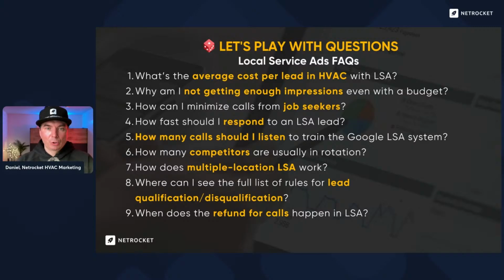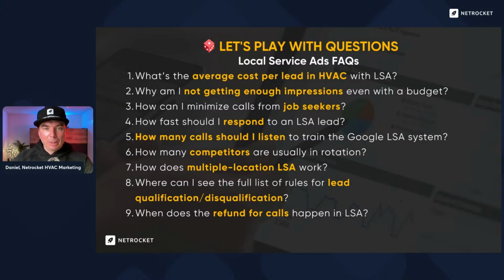Number 6, how many competitors are usually in rotation? There may be a lot of them, maybe 20, 30, 40. It depends on the area. In the very top, you will see 2 on desktop usually, and 3, maybe 4 on mobile, and they can mix it sometimes. The main target is to be in that top, because this is where the traffic is. Of course they rotate, so we don't have one company all the time in the top 2 or top 3 positions, but the main target is to be there.